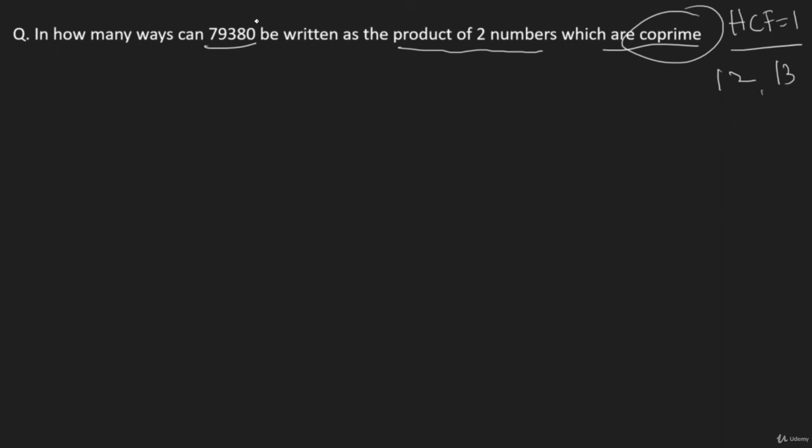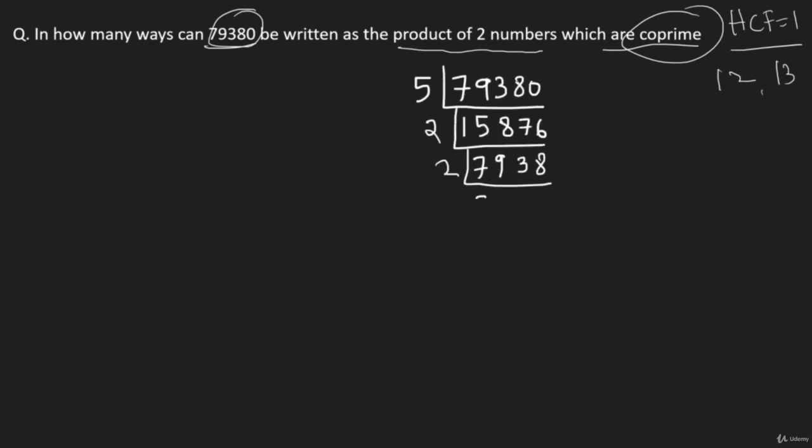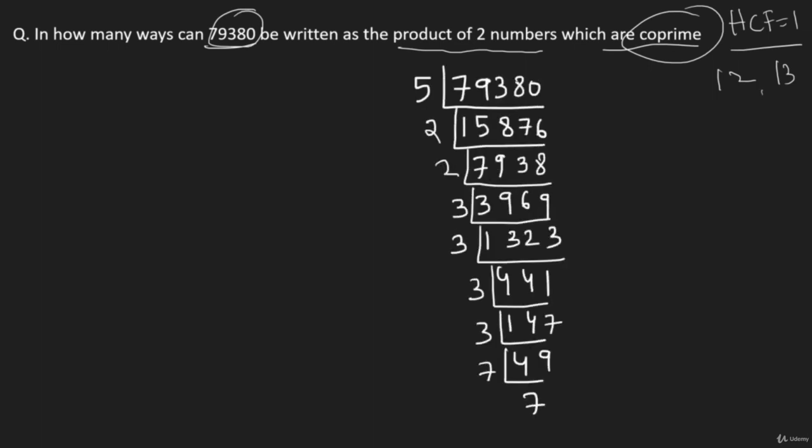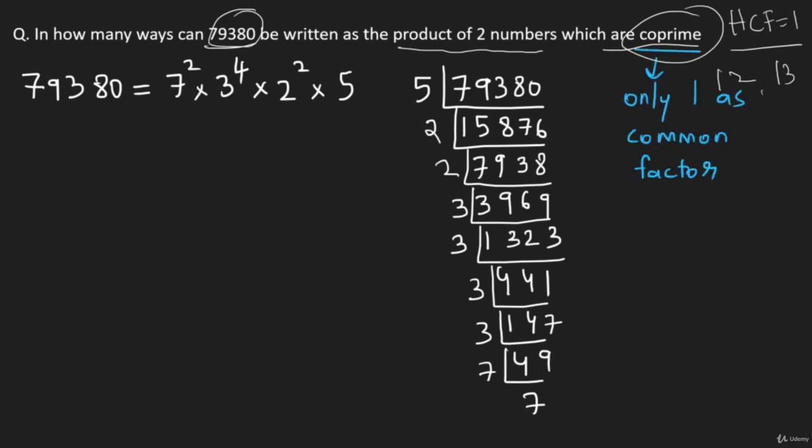Alright, now over here we need to write 79380 as the product of 2 numbers that are co-prime. We start with prime factorizing 79380. Prime factorizing 79380 gives us 7 square into 3 to the power 4 into 2 square into 5. Now remember, co-prime numbers have only 1 as a common factor. To understand this in a better manner, check the section where we discuss numbers.